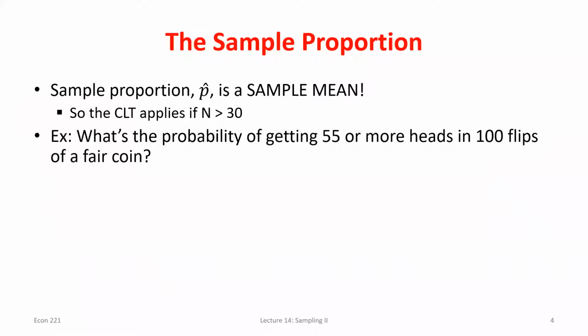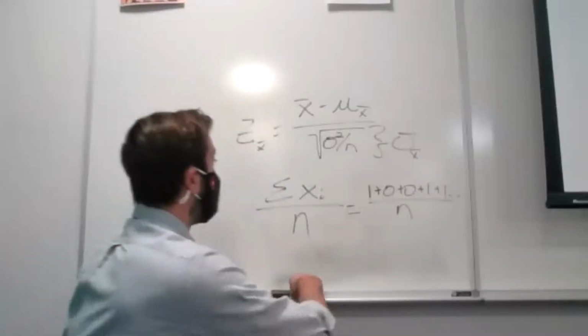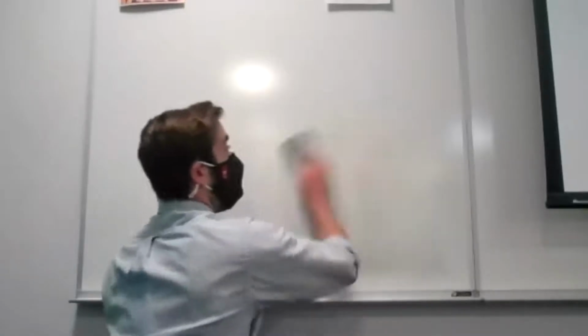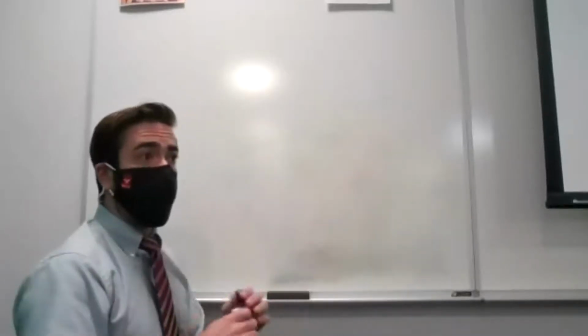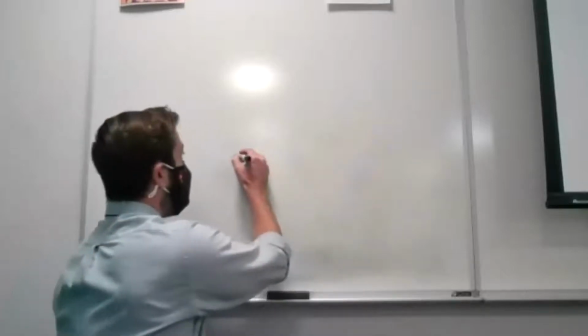Remember, proportions are somewhere between 0 and 1. So what cutoff proportion am I interested in here? 55 or more heads would be a proportion of 55 out of 100, 0.55. So the setup I want to be thinking about is, I'm flipping the coin 100 times. N is definitely over 30, so the central limit theorem is going to hold.